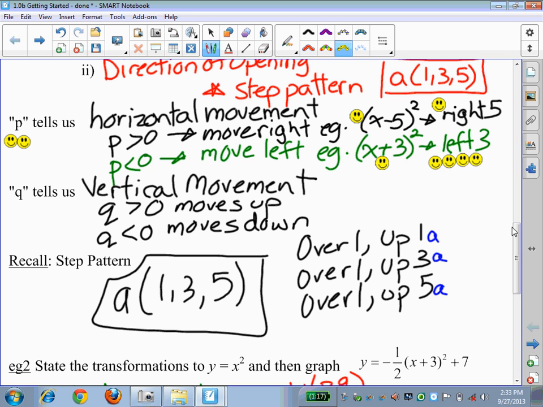And Q, which is our last variable in that equation, tells us the vertical movement. If Q is greater than 0, it moves up. And if Q is less than 0, it moves down.